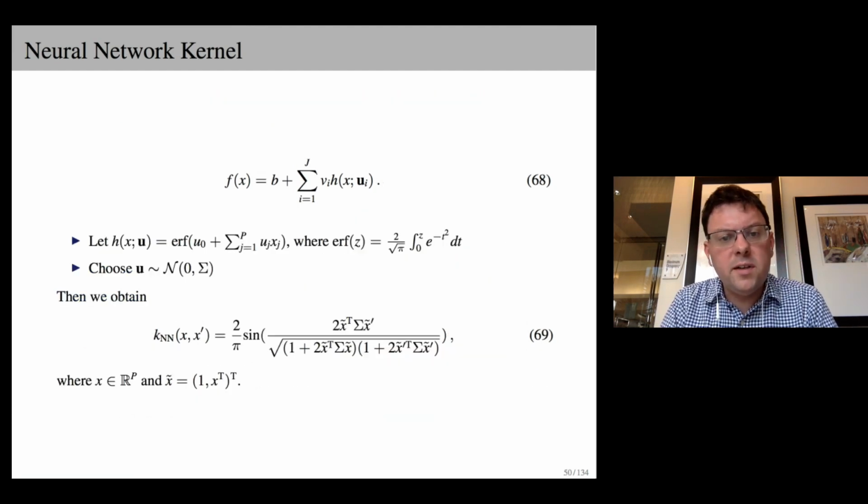We can make particular design choices, like we can let our activation functions be error functions, and we can use a Gaussian prior over our hidden unit weights and derive a neural network kernel in equation 69.